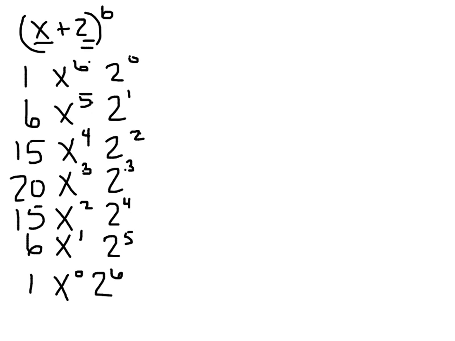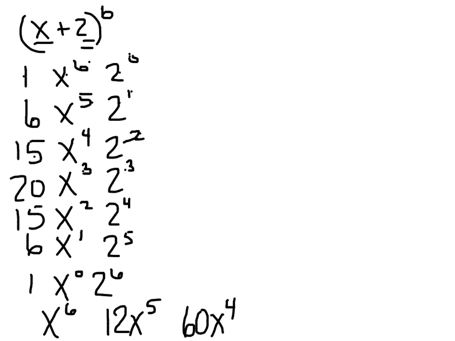Now from here, you're going to simplify all of it. Anything to the 0 power is 1. 1 times 1 times x to the 6th would be x to the 6th. 2 to the 1st is 2, times 6 is 12, x to the 5th. 2 squared is 4, 4 times 15 is 60, x to the 4th. 2 to the 3rd is 8, 8 times 20 is 160. 2 to the 4th is 16, 16 times 15, I've got to get out my handy dandy calculator, I can't think of it off the top of my head, is 240.